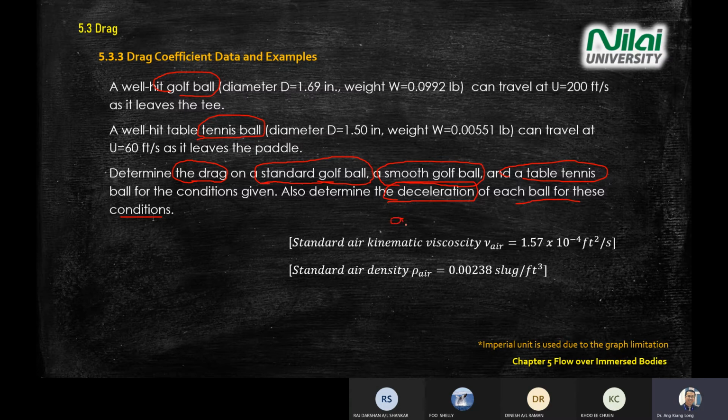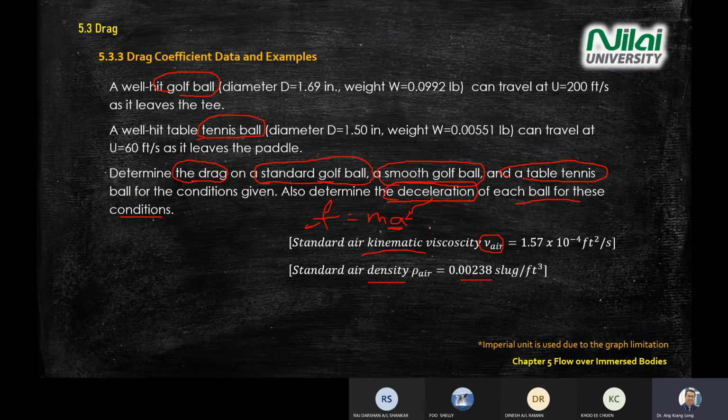Deceleration means a. F equals ma, so you need to calculate a. F is what you calculate from the drag itself. Drag is a force, force equals ma, so you calculate the deceleration. Standard air kinematic viscosity is given. In this case, kinematic viscosity is given and not dynamic viscosity, so don't confuse them.